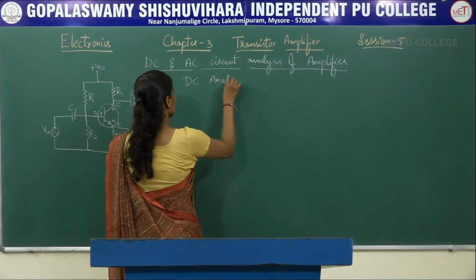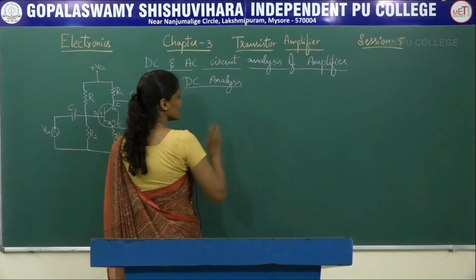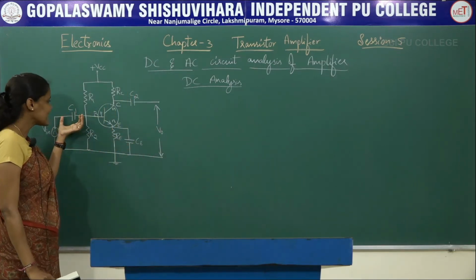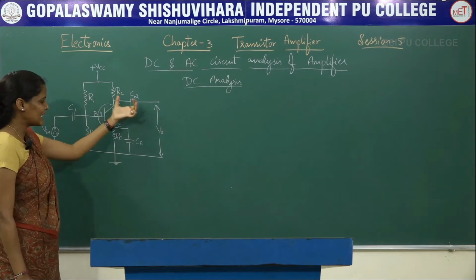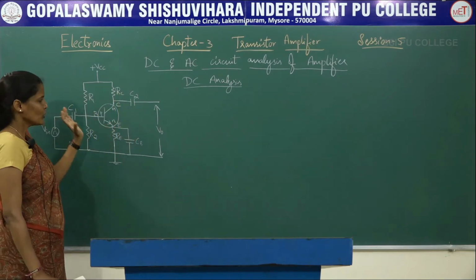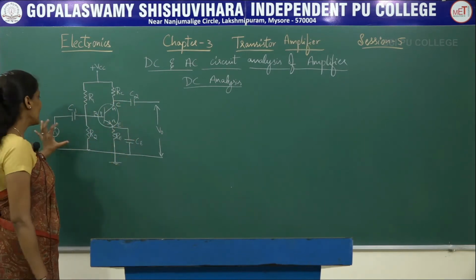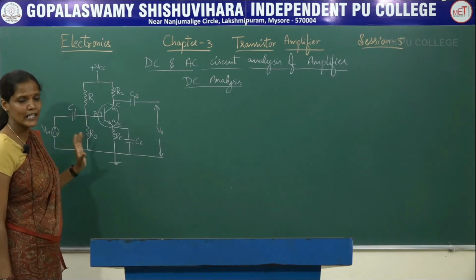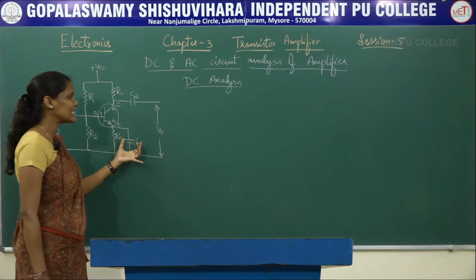In order to do this DC analysis, what we have to do is remove this AC source and open these capacitors. So wherever we have used capacitors, those capacitors have to be removed, and this AC source should be open circuited, that is it has to be completely removed. Why are we going to open these capacitors?